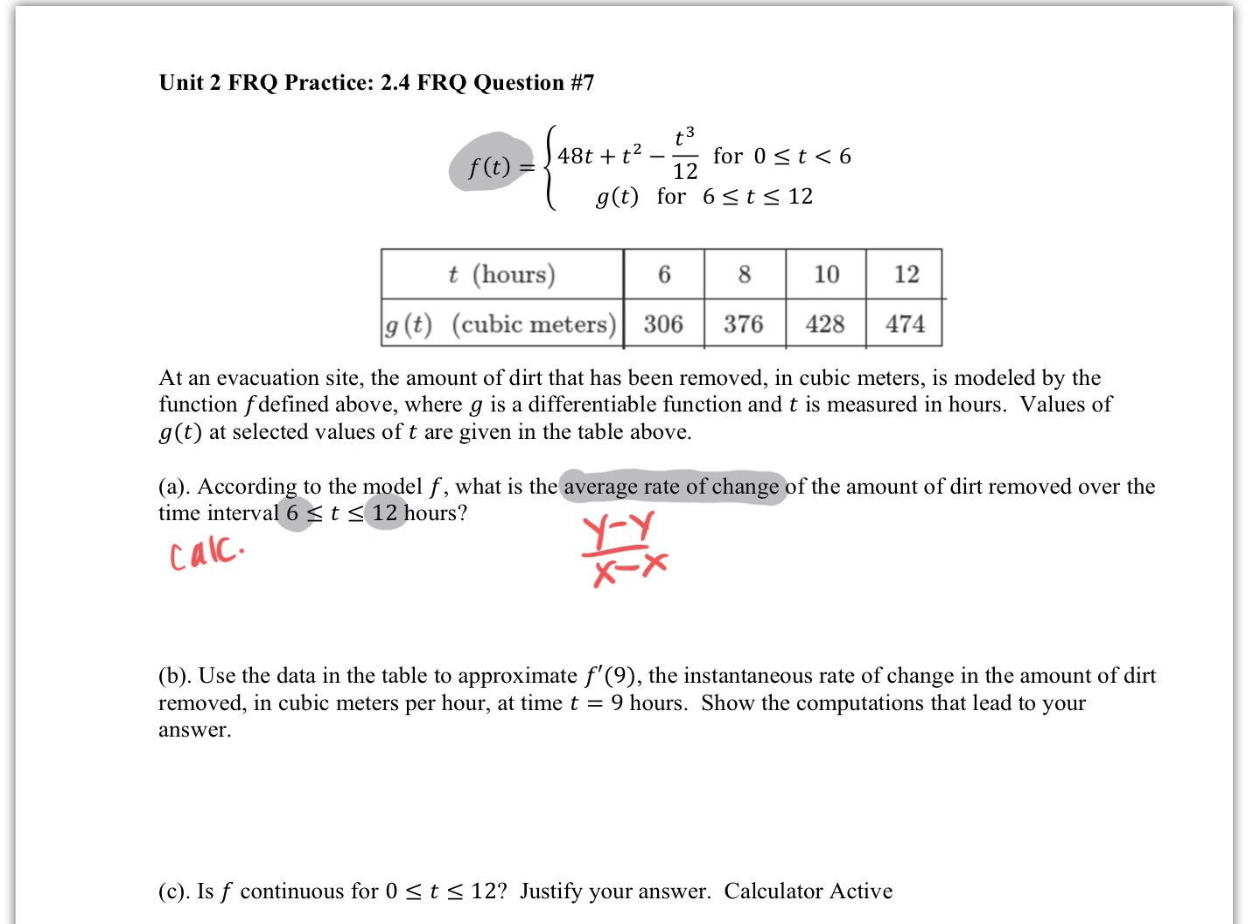From 6 to 12, do you agree we have to use this bottom function? Yeah, which is g of t. So what's my change in Y over my change in X from 6 to 12 using that g function? What minus what, over? Yeah. Change in Y over change in X.